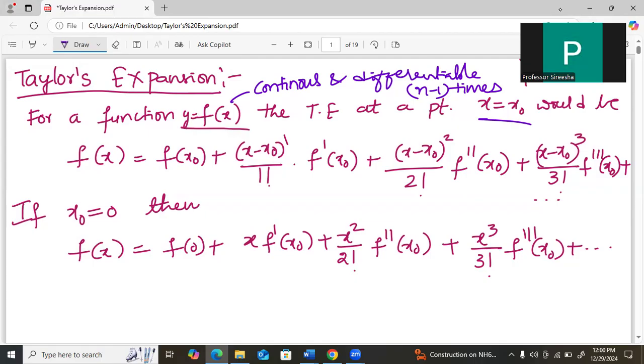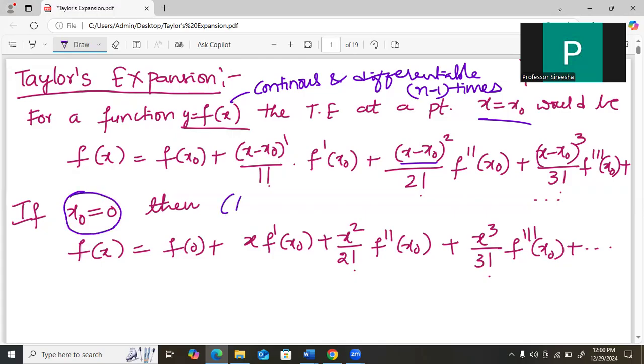Next, it starts with the first derivative, second derivative, and third derivative of f around x naught. And then accompanied with x minus x naught power 1 by 1 factorial, x minus x naught power 2 by 2 factorial. The double derivative is accompanied with power 2 and 2 factorial, x minus x naught power 3 by 3 factorial with the triple derivative and so on. Suppose I'm considering x naught is equal to 0, then I will have the expansion to be like this.